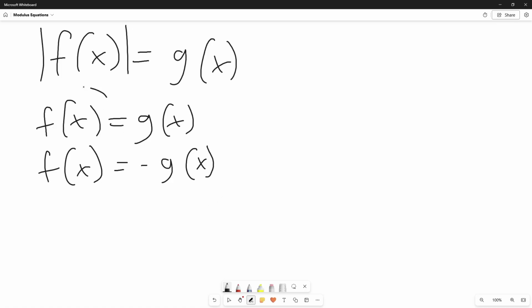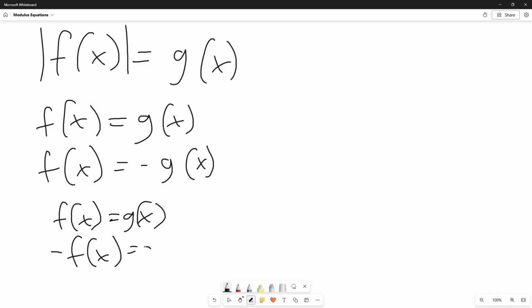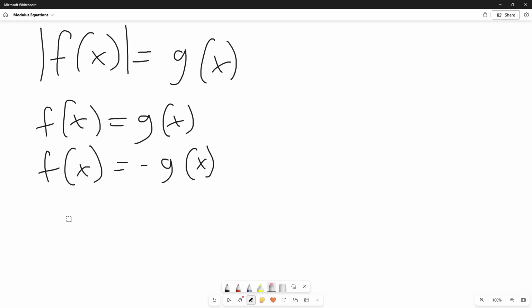And this means that you can do this, or you can set up two equations involving f of x equals g of x, and another one, negative f of x is equal to g of x. And both are the same. You can just do whatever one works depending on the scenario.